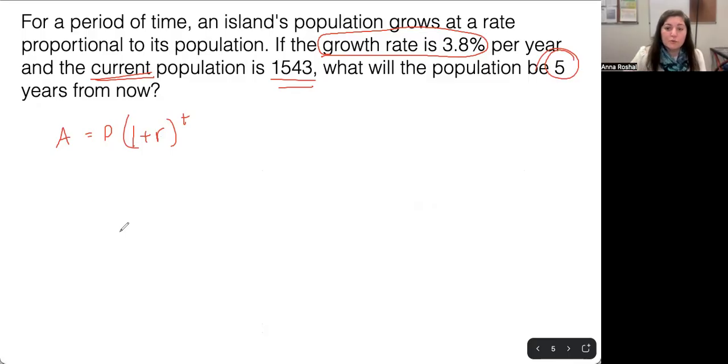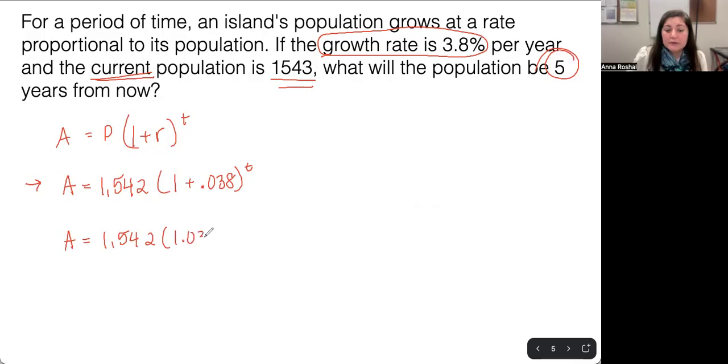So we're going to go ahead and write out a formula. A equals the current population times 1 plus 0.038, which is the rate, the growth, to the t power. Now we're going to replace. So this is my formula. I'm going to go A equals 1542 times this business to the fifth.